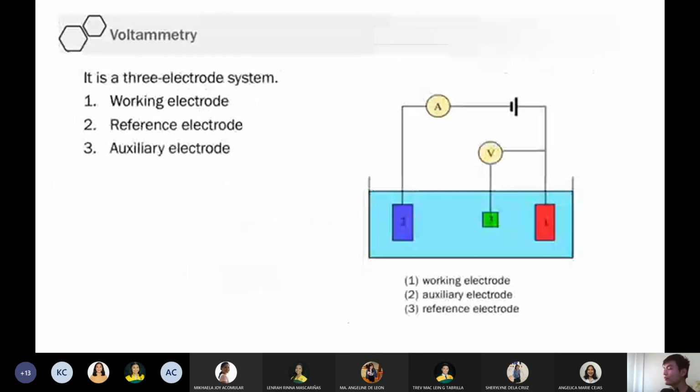Okay. In voltammetry, earlier in potentiometry, two electrodes were needed: the reference and the indicating. In voltammetry, there are three. Three are dipped in your solution: the working electrode, the reference electrode, and the auxiliary electrode. Okay? The reference electrode has the same purpose, to serve as the baseline, the basis for the voltage, or the ampere.